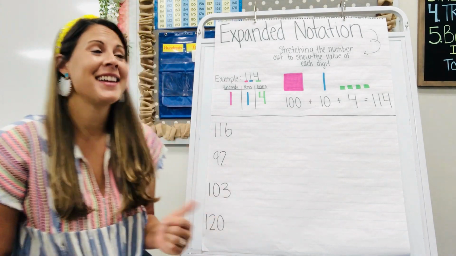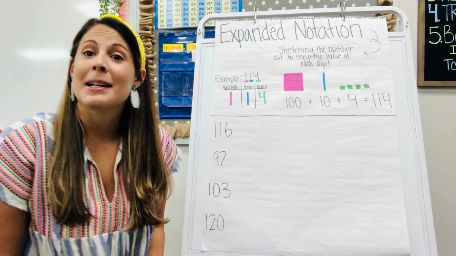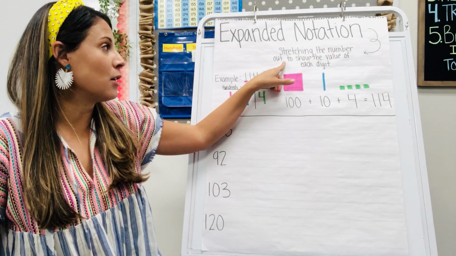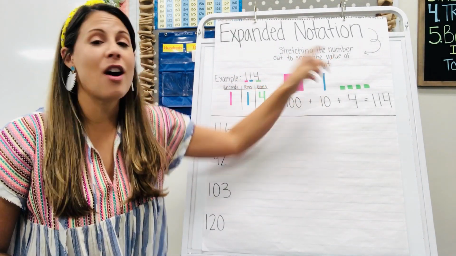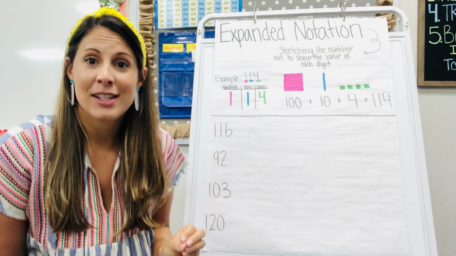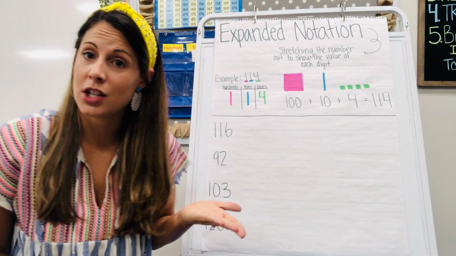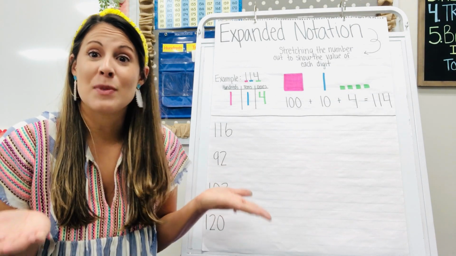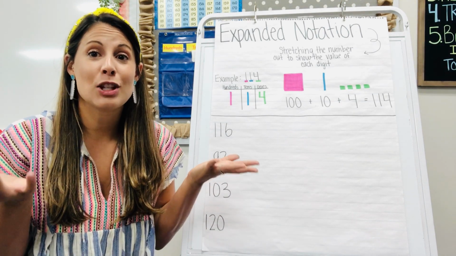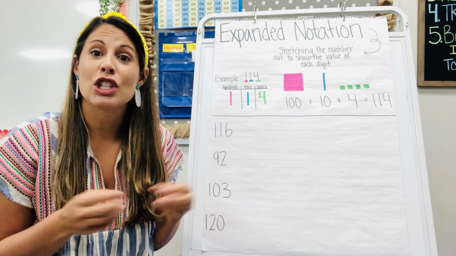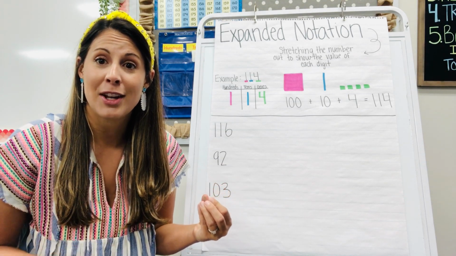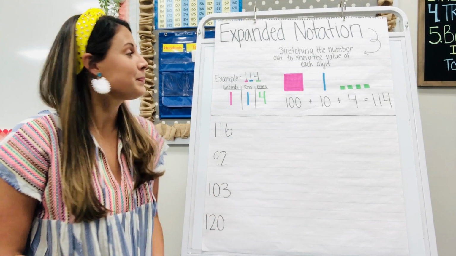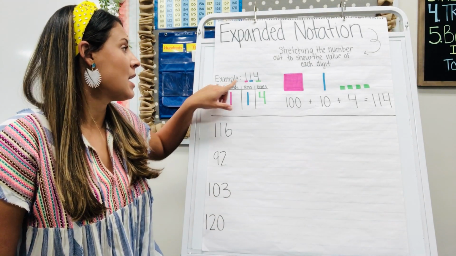Let's jump in. If we can remember, expanded notation means stretching the number out to show the value of each digit. Sometimes we have 2-digit numbers, and sometimes we have 3-digit numbers, and we still have to know how to make expanded notation and stretch out those values. All right, so here's my example, and then we're going to do some practice.